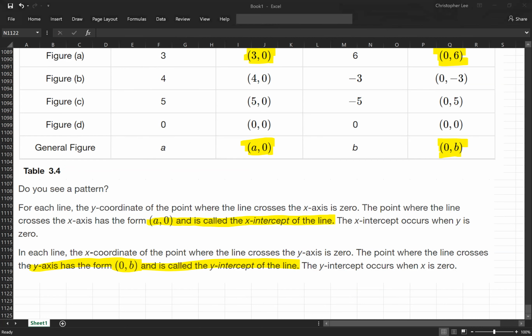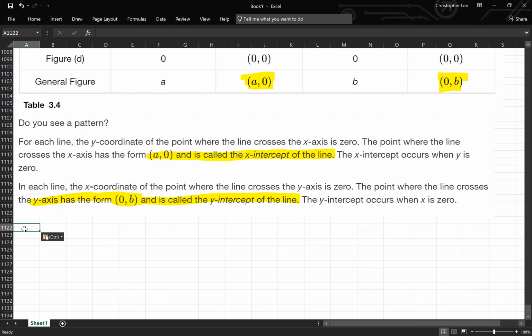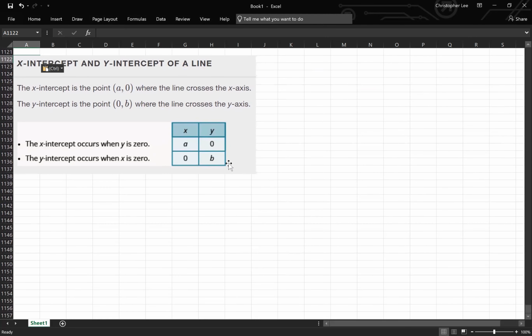Why you do 0? Mm-hmm. Like my zeros. Boom, right?